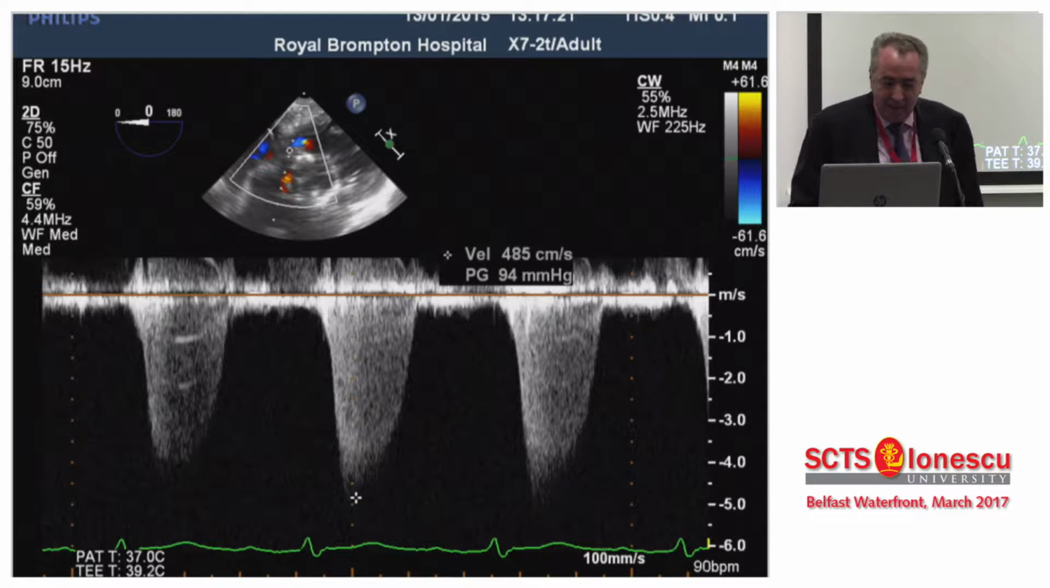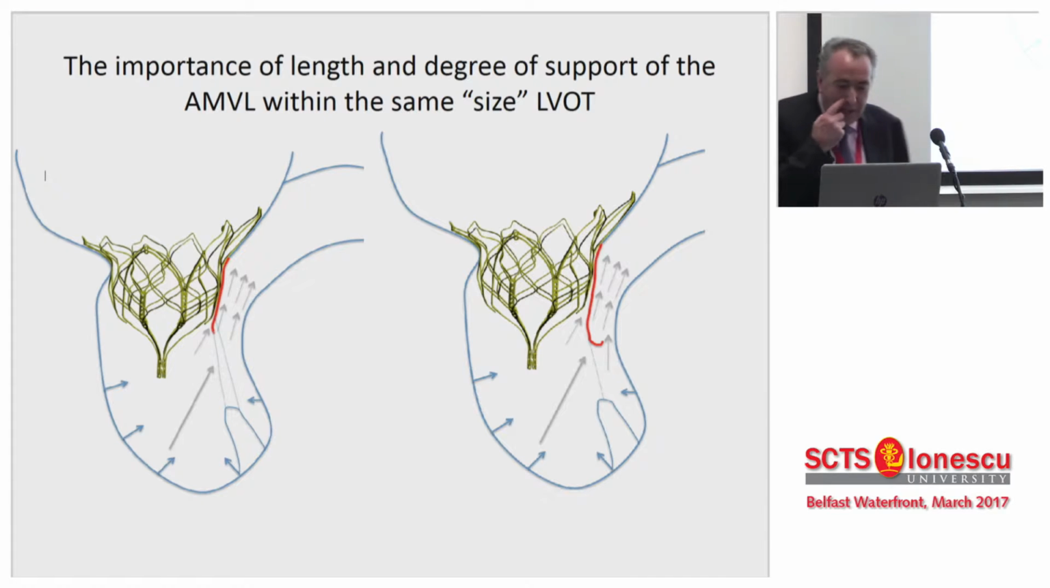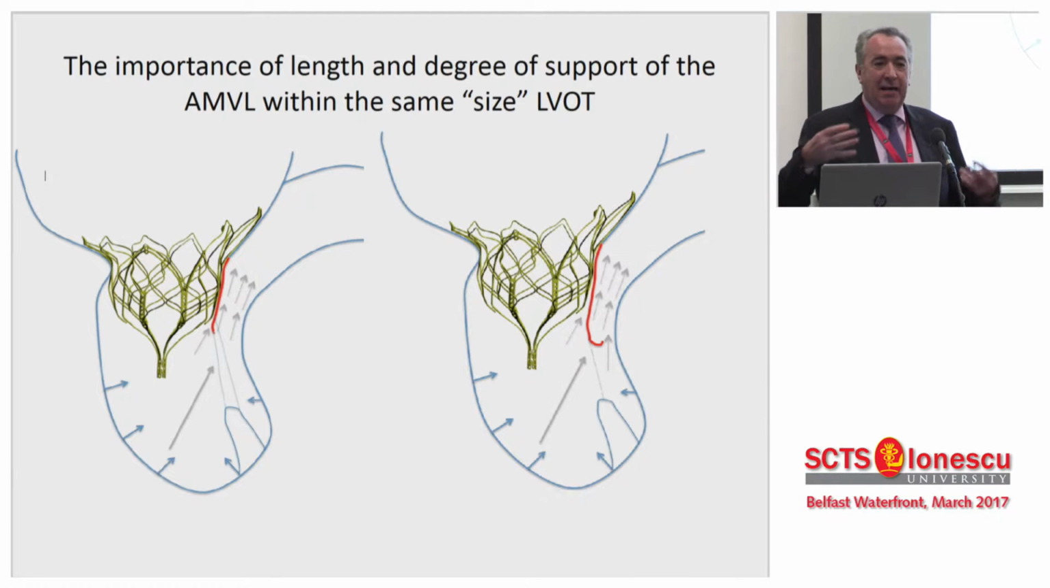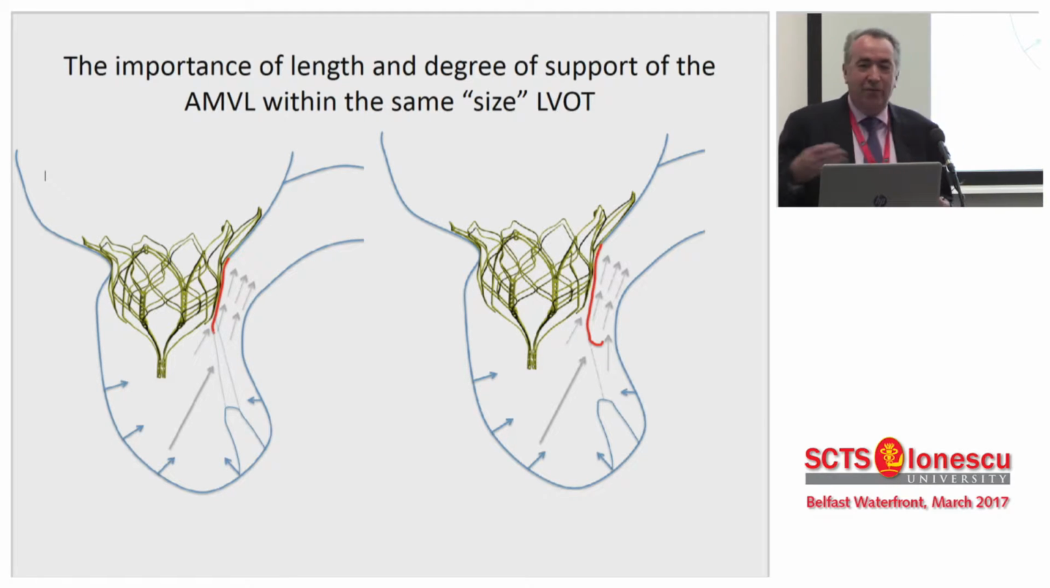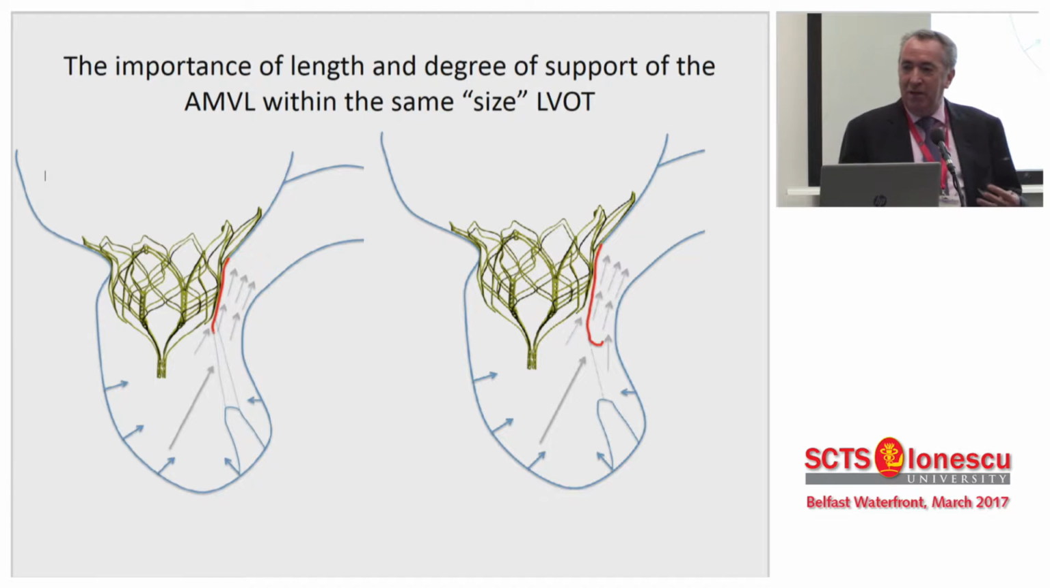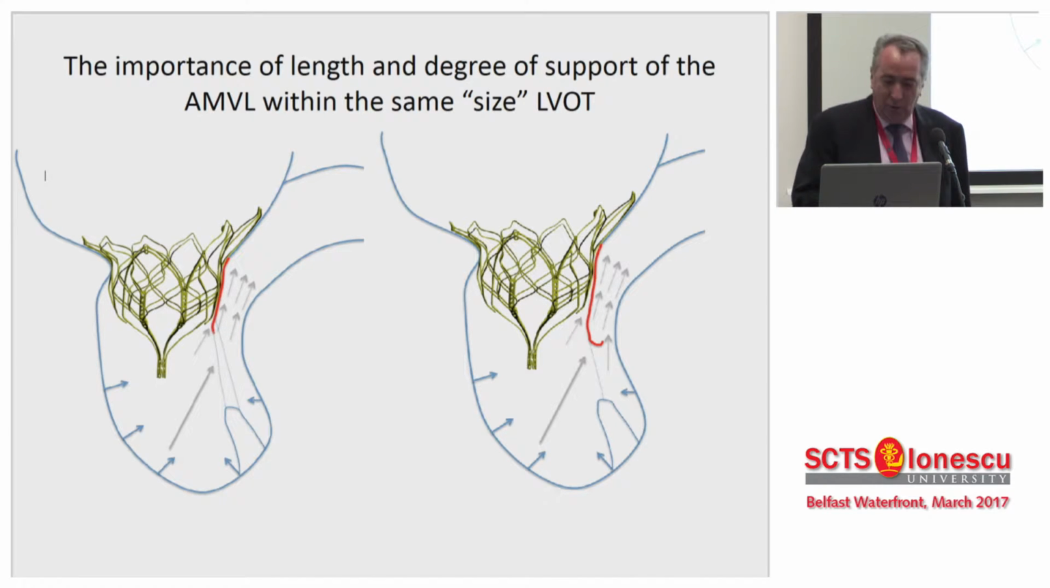So this was the gradient that we had at the end of the procedure, and the patient was not very well. And I think people talk about putting STLs of these devices into CT scans and measuring the LV outflow tract. It's not as simple as that. The anterior leaflet and the ventricular septum are really key in this. And so this is what we had in this patient.